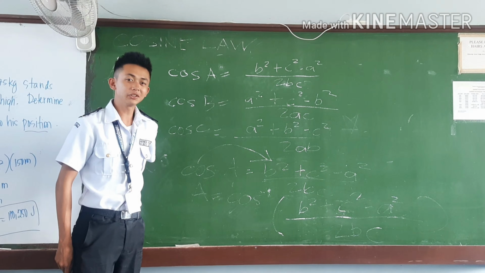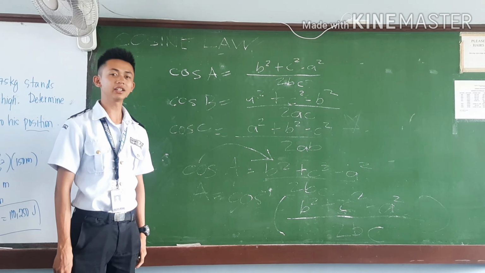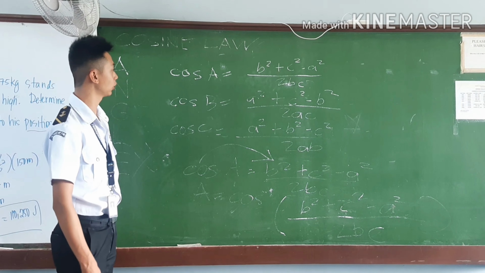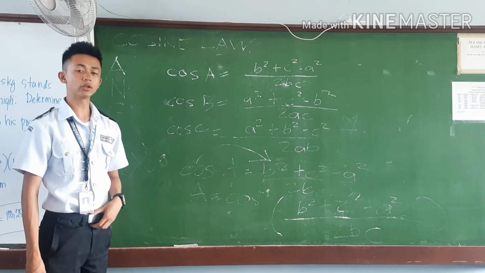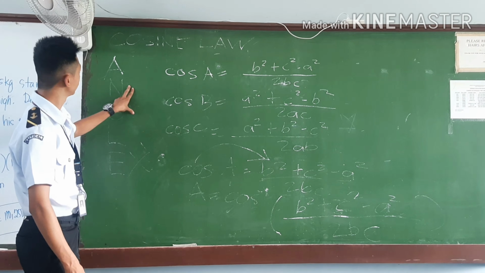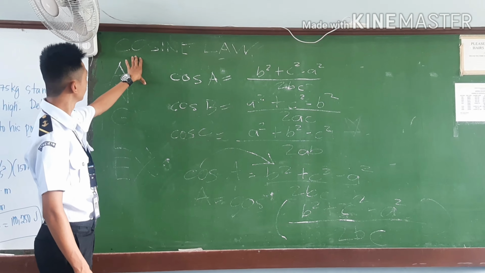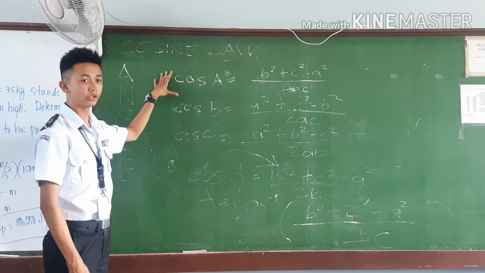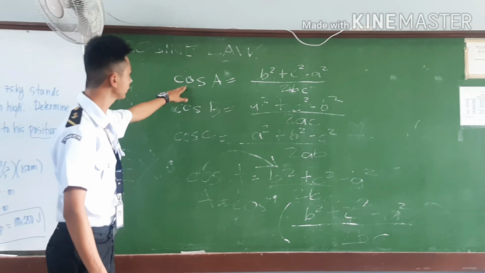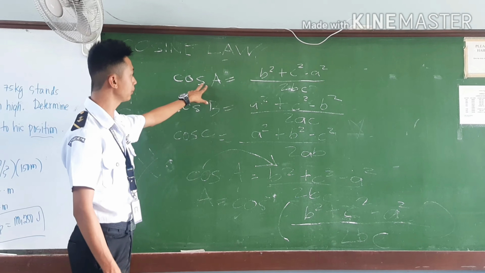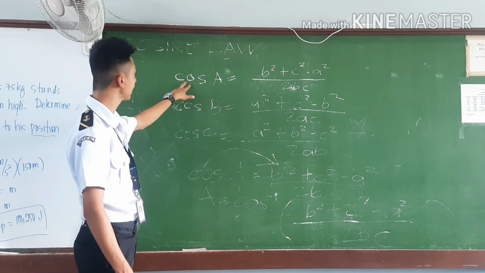Good afternoon everyone. I am John Mark Ardinis. I am the reporter of the day. In order to find the angles of an oblique triangle, we need to use the cosine law. So, for example, we need to find the cosine of angle A. This is the formula on how to get the cosine of angle A.